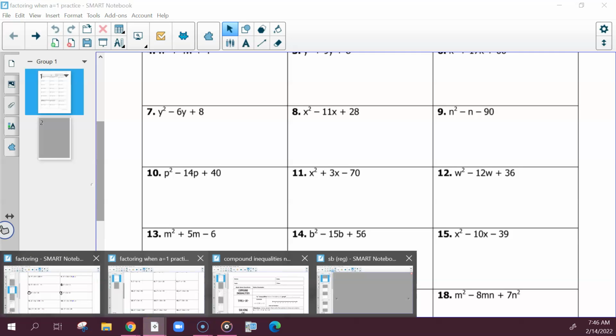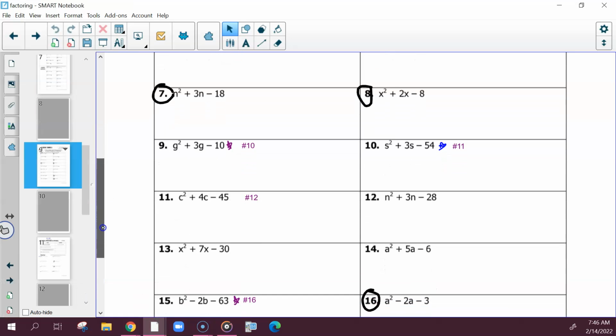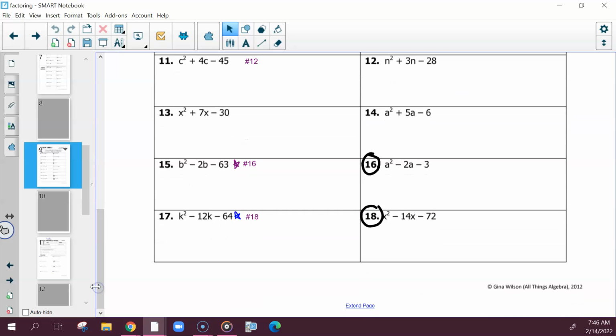So we are going to do numbers 15 and 16. So remember that with these, you're looking for two numbers that multiply to be negative 63 and add to be negative 2.